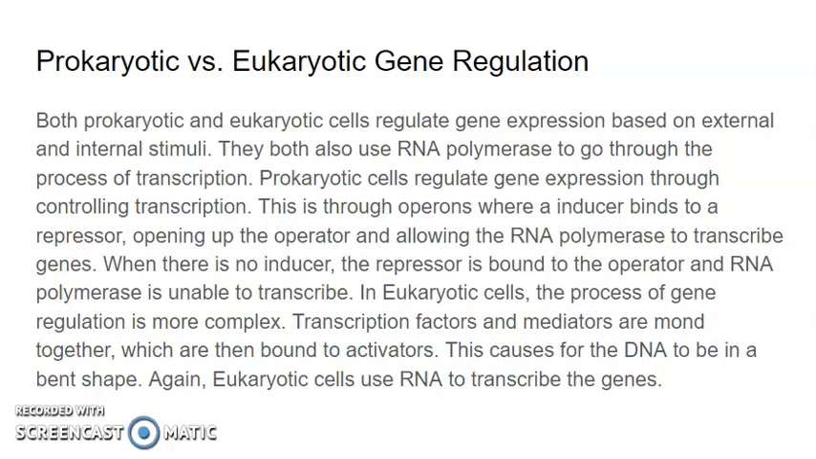Transcription factors and mediators are bound together, which are then bound to activators. This causes DNA to be in a bent shape. Again, eukaryotic cells use RNA polymerase to transcribe genes.